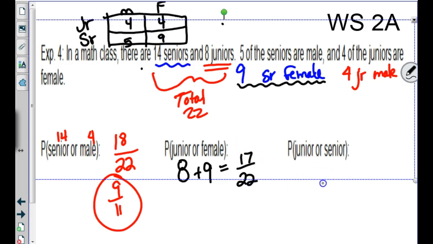All right, junior or senior? According to this, everybody's either a junior or senior, right? So it's just 100%.